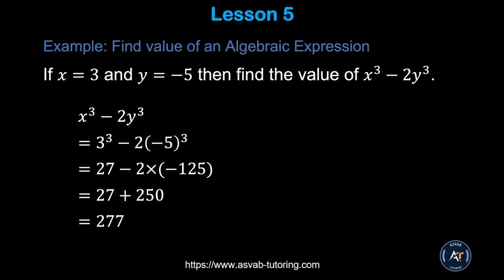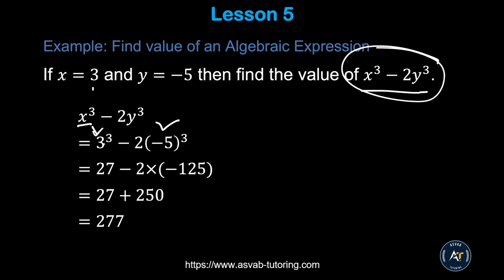Now let's simplify an algebraic expression, or find the value of an algebraic expression. Here, if x equals 3 and y equals negative 5, then find the value of x squared minus 2xy. It's very simple. You need to plug the values of x and y into that expression. Just replace x with 3 and y with negative 5. That's what I did here.